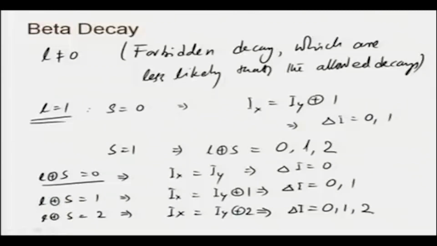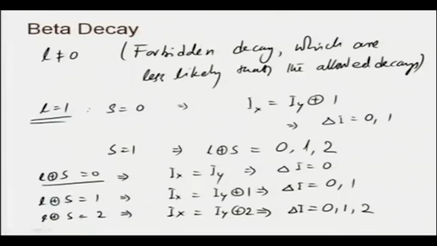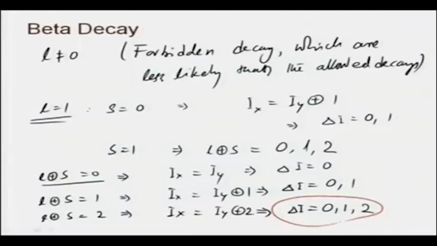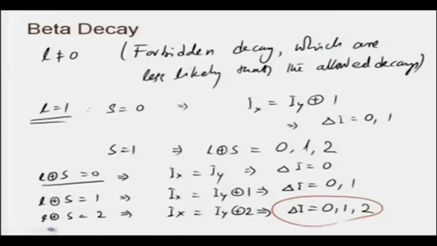So, in the case of L equal to 1, we can expect the change in I between the parent and the daughter nuclei to be either 0 or 1 or 2. Okay. L equal to 0 case, we had delta I equal to 0 or 1, L equal to 1 case, we can have delta I equal to 0, 1 or 2. Fine.